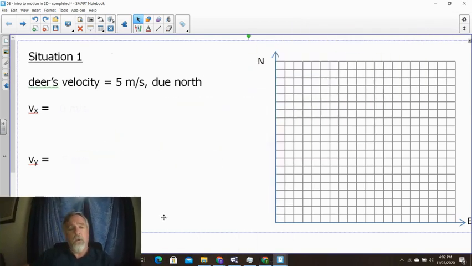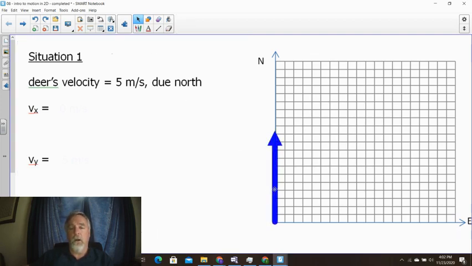We're going to have a very simple one. We're going to have a deer where it's got a velocity of 5 meters per second due north. Now, typically, if we're talking about something moving on the surface of the earth, kind of like if we're looking at a map, we'll have north be our vertical axis, our positive part of our y-axis, and we'll have east then be the positive part of our x-axis. So if our deer is moving 5 meters per second north, then we would draw our vector right here on our y-axis, because that's north.